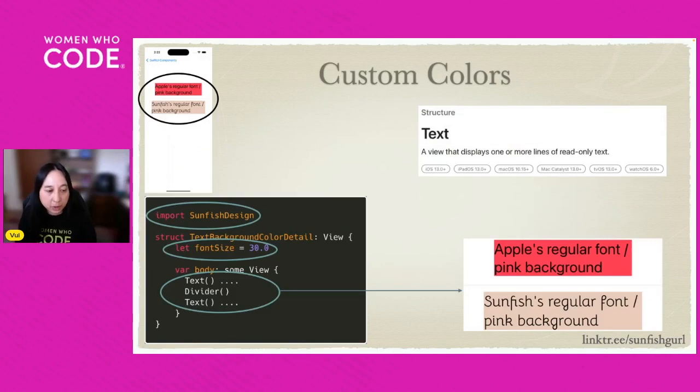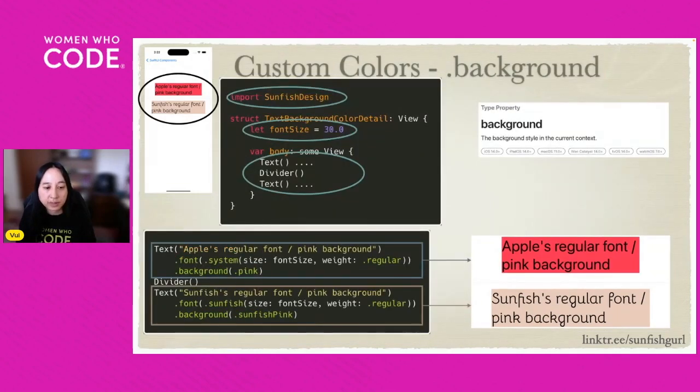Once again, you'll want to import your Swift package into the file that you're going to use. And again, I set font size so I can reuse it throughout this file. Now, we've already gone over how to implement the font view modifier. But see once again how the background view modifier looks the same for both displaying Apple's pink as well as our custom sunfish pink. How do we do this?